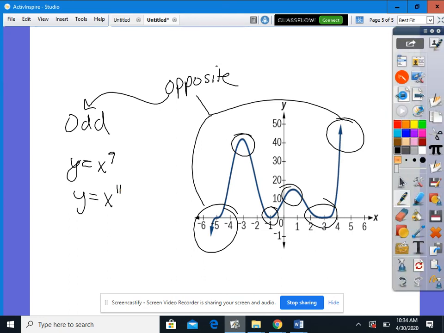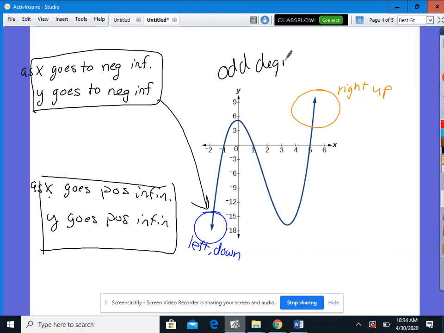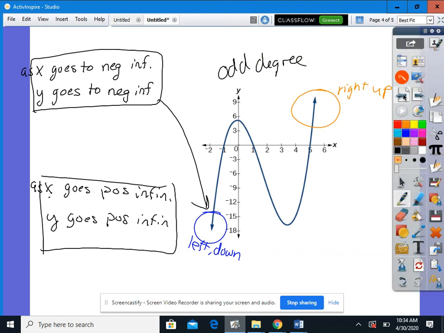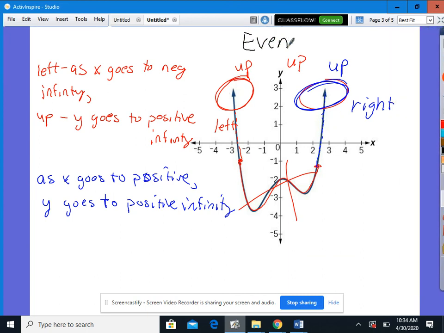Let's just review the last two that we did. So look, this one has an end behavior where they're going in opposite directions, so this is odd degree. And this one, they go in the same direction. They both go up, so that means that this is an even degree function. Okay.